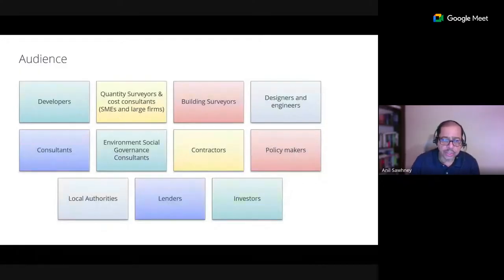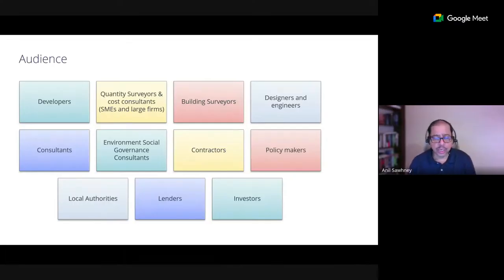The audience for our standard is all these major stakeholders in our industry. A developer can use our standard to basically do assessments for all their existing and new builds. So existing portfolio or new builds.